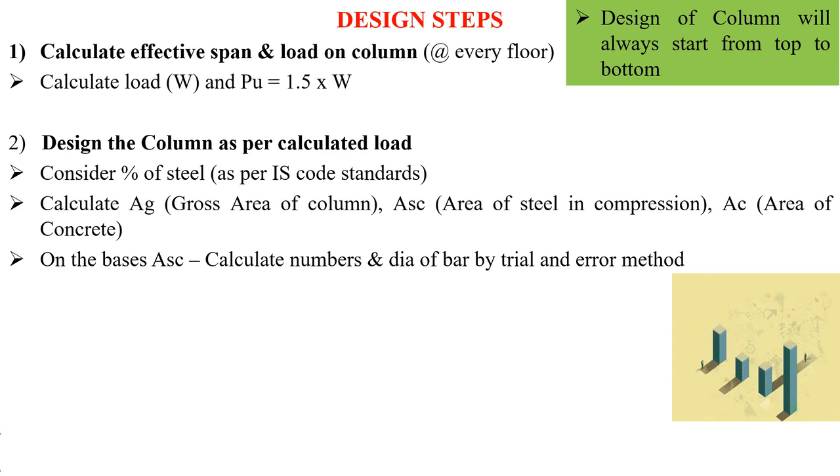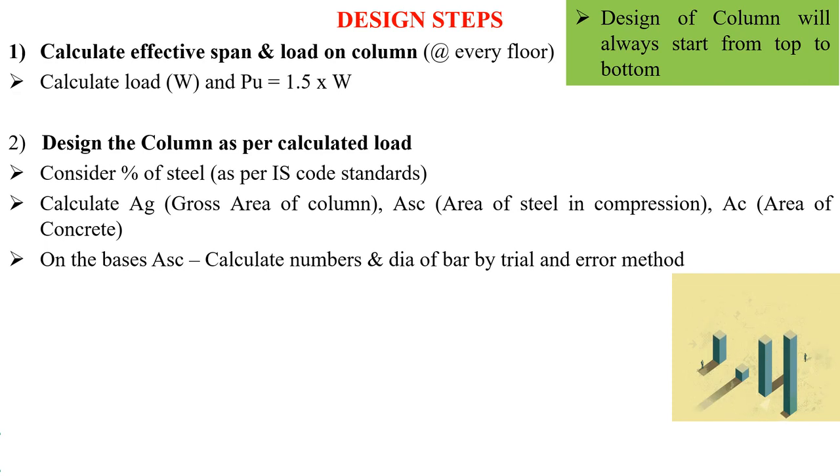The first step is you need to assume a percentage of the steel, which we refer to as per the IS code. We already saw that in the first video. Second, once I am done with the assumption of the percentage of the steel, I need to be able to relate the percentage of the steel with the gross area of the column. Gross area means the cross sectional area of the column. In an upcoming part of the video, I'm going to show you the link between the percentage of the steel and the gross area.